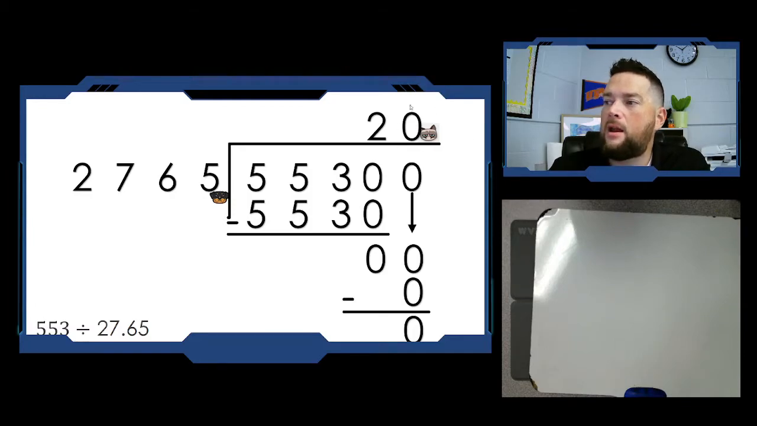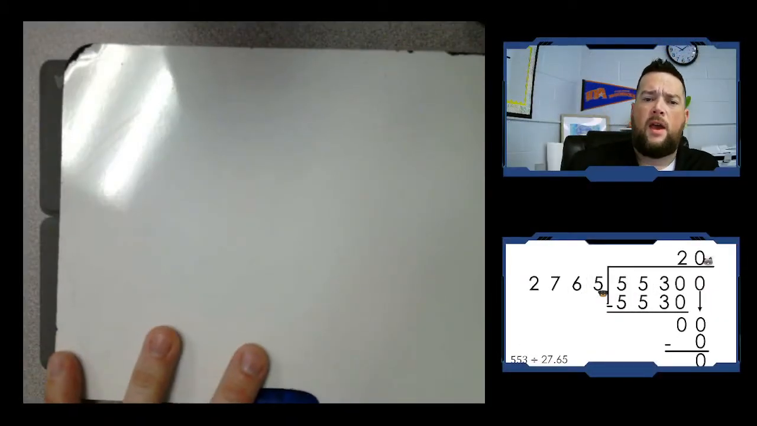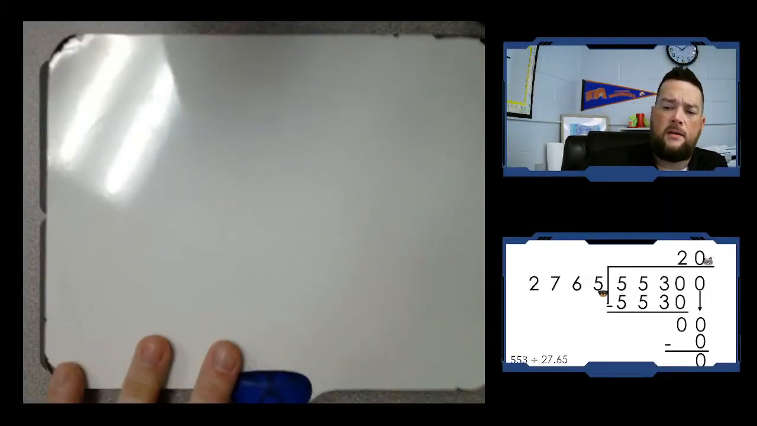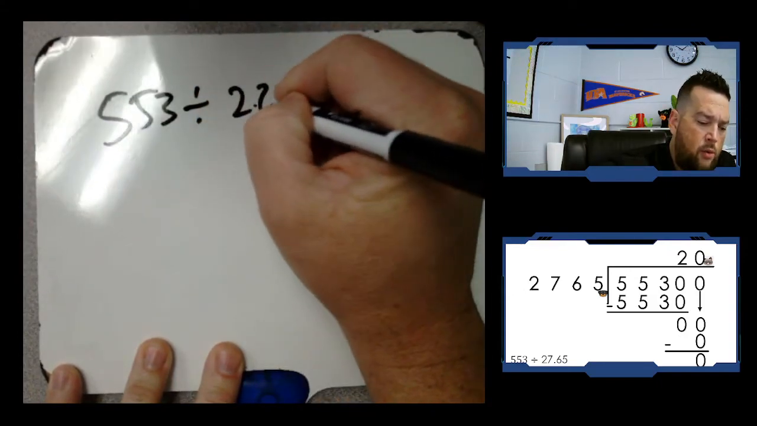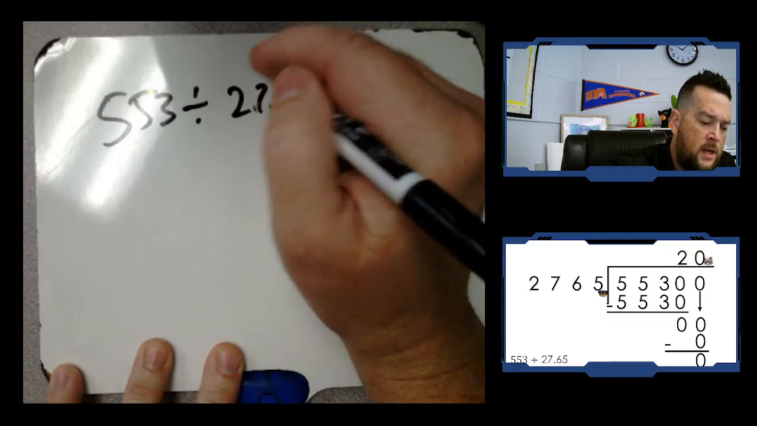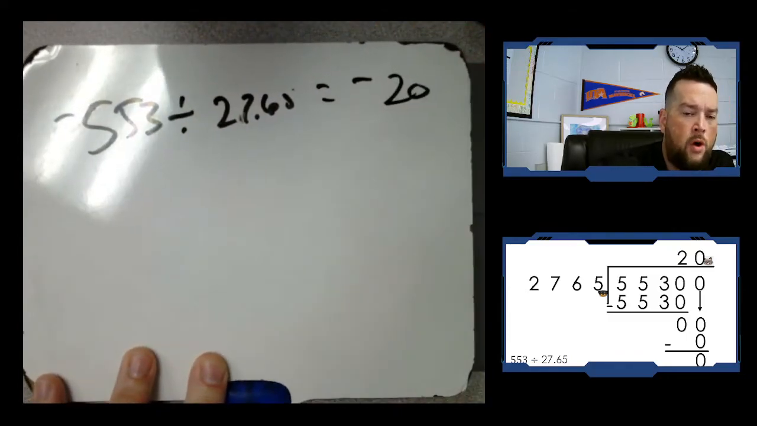So, all right, your final answer was 20. There you go, just like that. And again, if one of these were negative, 553 divided by 27.65, if, pretend this one was negative, then your answer was going to be negative. It would be a negative 20, all right?